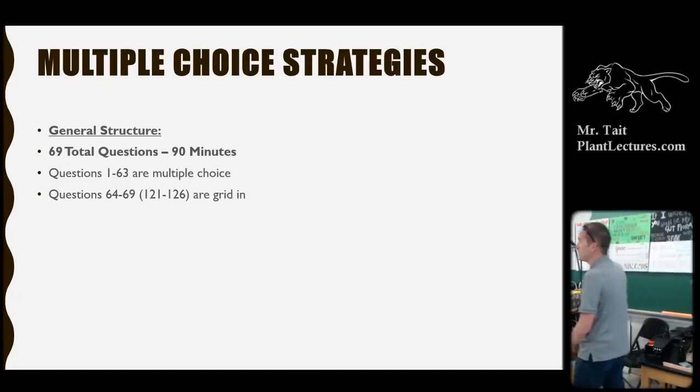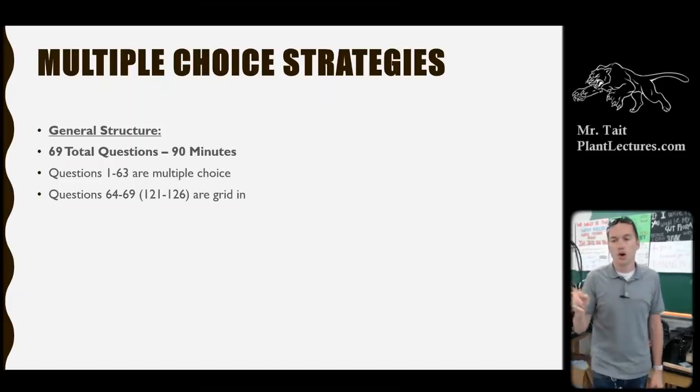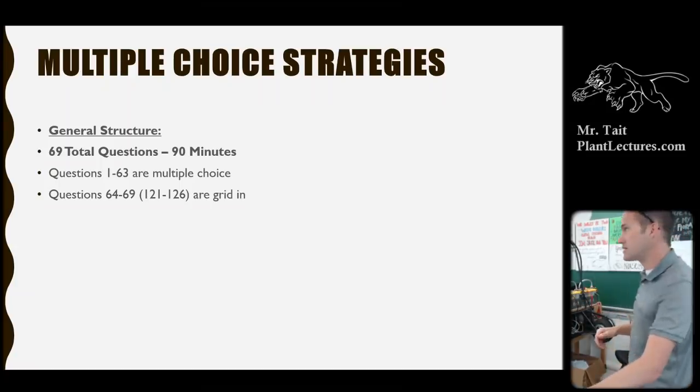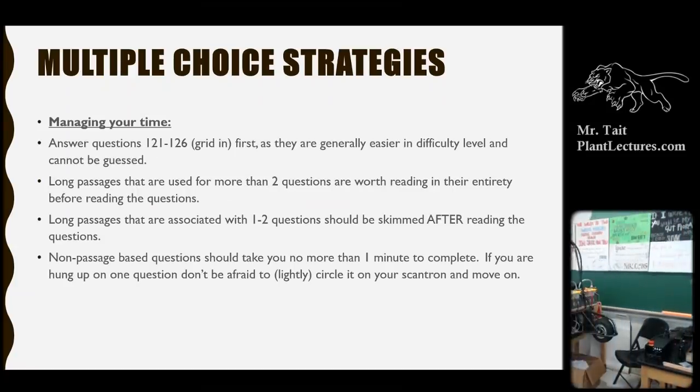Multiple choice section, 69 total questions, 90 minutes total. Questions 1 through 63 are multiple choice. Questions 64 through 69, which are labeled 121 through 126, are grid in, right? So, you're going to run out of time on this. I guarantee you will not have enough time to answer all the multiple choice questions. Because of that, you should answer the grid-in questions first, right?